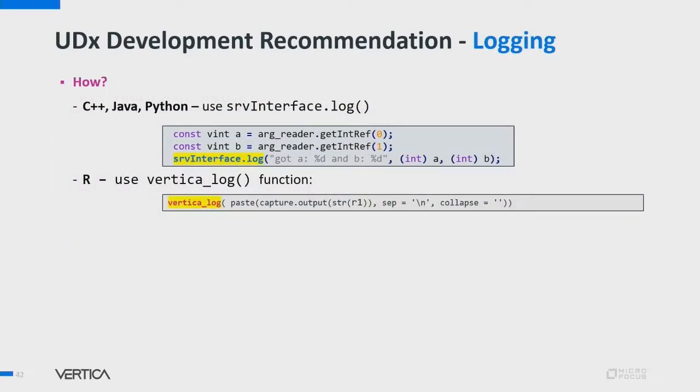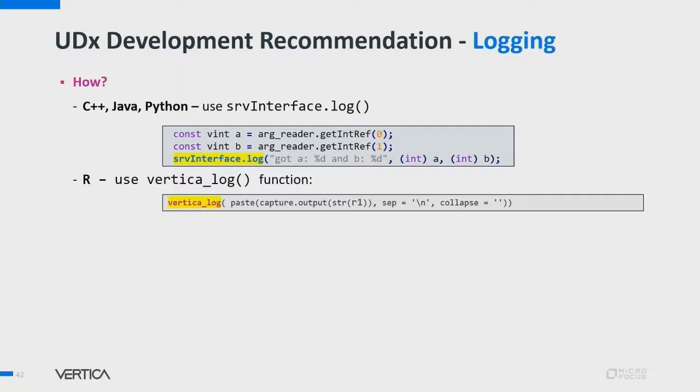Logging is another important aspect when you are designing. You can pass additional information to log for debugging or for just informative purposes. And how to do it? In Java, C++, and Python, use the srvInterface.log method, which has a similar syntax to the print or sprintf function.